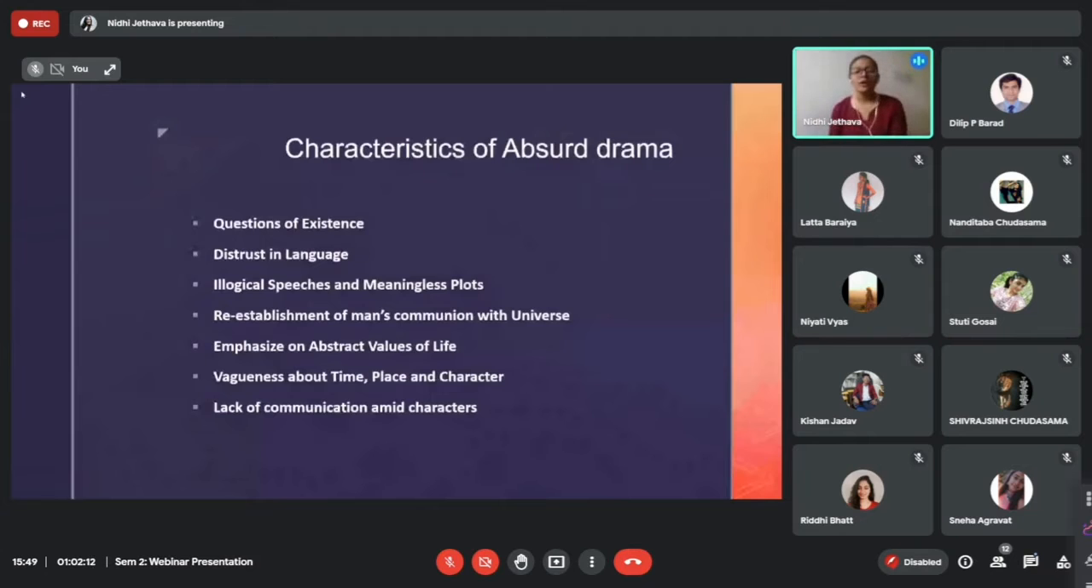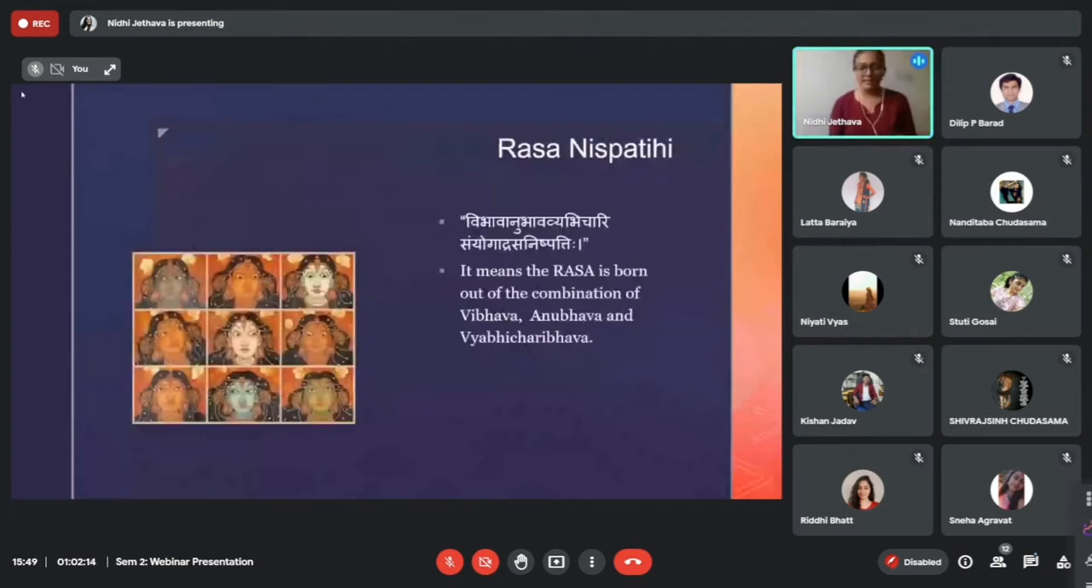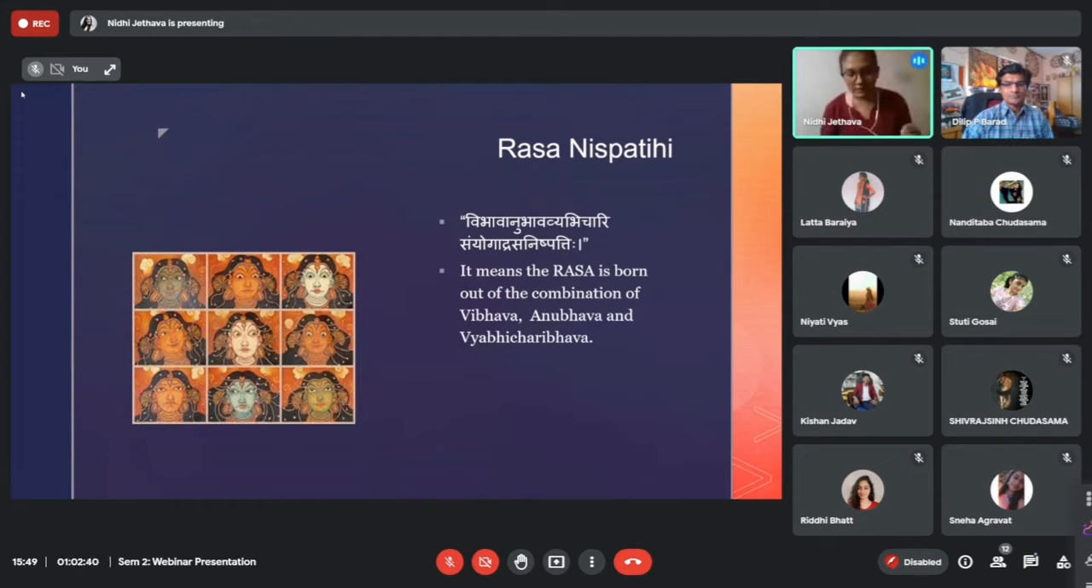Now, Rasa Nishpatti. For understanding the Rasa theory, it is necessary to understand how Rasa is produced, because the whole theory of Rasa is based on this maxim by Bharat Muni: Vibhava, Anubhava, Vyabhichari Bhava, Sanyogad, Rasa Nishpattih. It means how Rasa is produced or generated. So Rasa is born out of the combination of Vibhava, Anubhava and Vyabhichari Bhava.